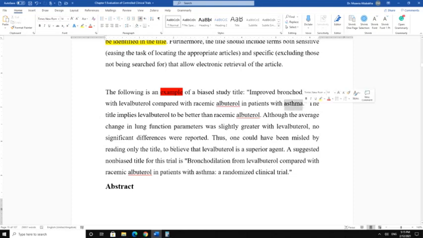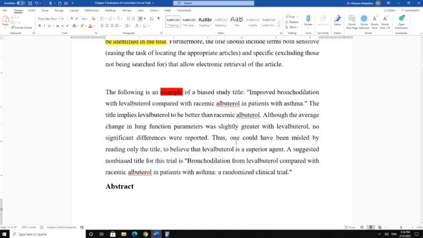Of course it doesn't say controlled clinical trial here, but it suggests to the reader that there is improvement in bronchodilation when you use levalbuterol. But see, when you read what is inside, the title implies levalbuterol to be better than racemic albuterol. Although the average change in the lung function parameter was slightly greater, I'm telling you that lung function was a little better with levalbuterol, no significant differences were reported. The difference wasn't significant, so I cannot say that they are significantly different. I cannot say this. Okay, so I cannot say improved.